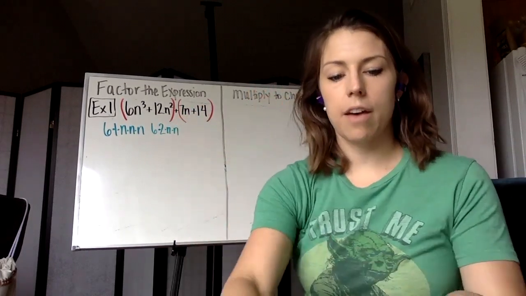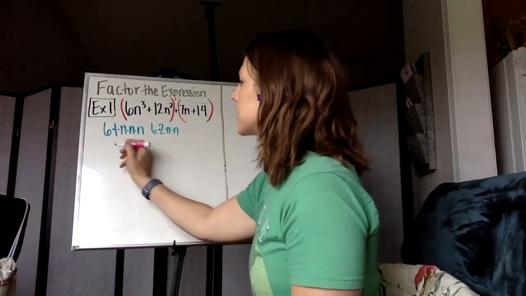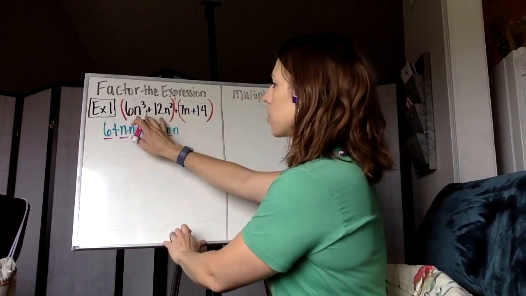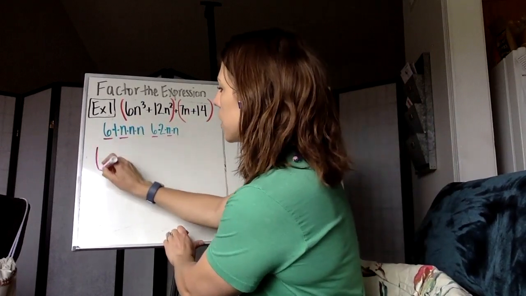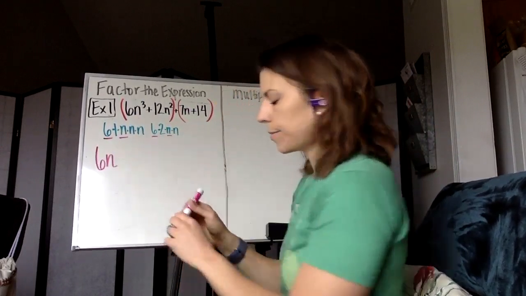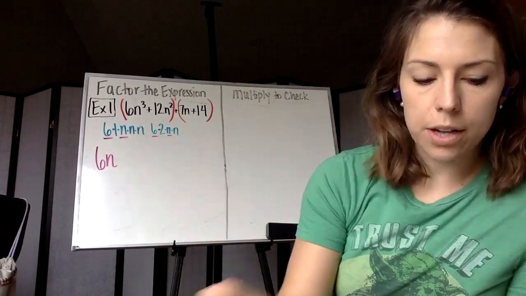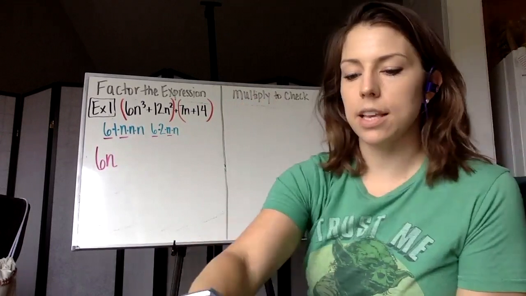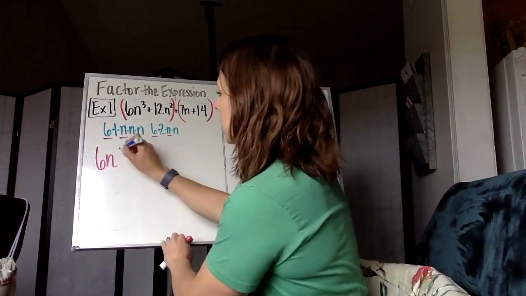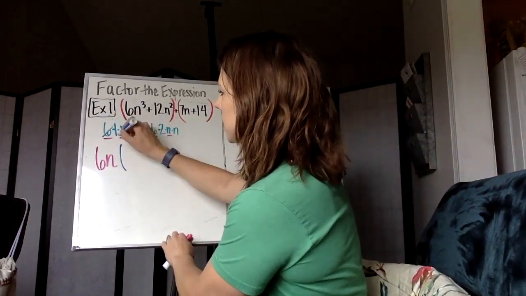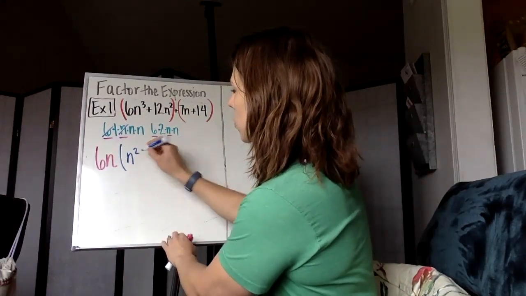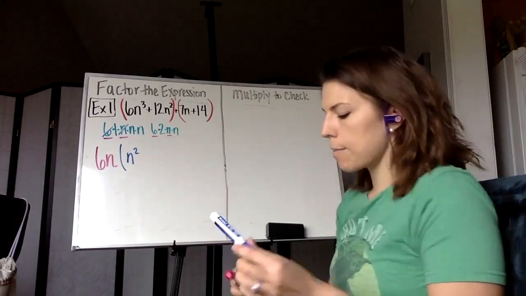So what do they have in common? I see a 6, and I see an n in common. So that means the greatest common factor of the first binomial is 6n. Now, after we factor out 6n, what does that leave us with? That leaves us with, if I take out 6n here, 1 times n is just n squared. Wait a minute, I made a mistake.